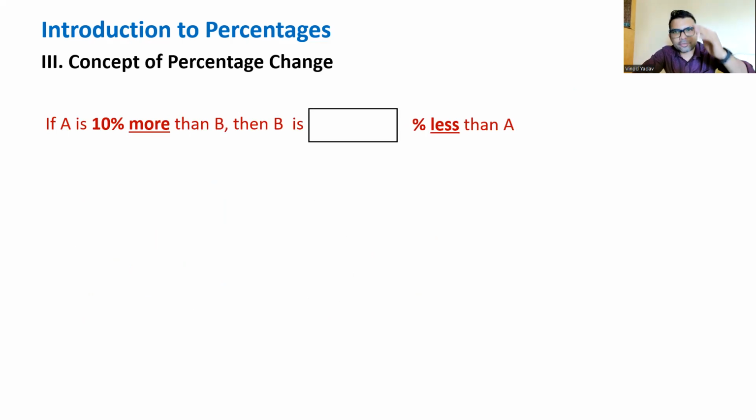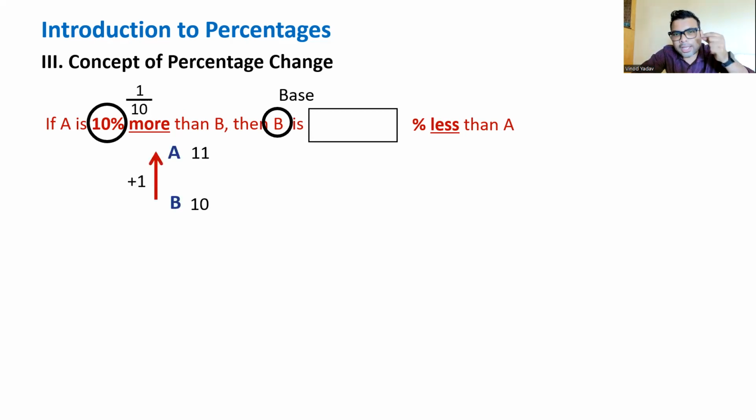All right, friends, you must have thought about this. 10% is 1 by 10, then B. So B is the base. So if B is 10, A is 11. In the new statement, then A. So A is the base. So A is 11, so B is 10. So B is 1 less than 11. So 1 by 11, 9.09%. 9/11, right? Okay.